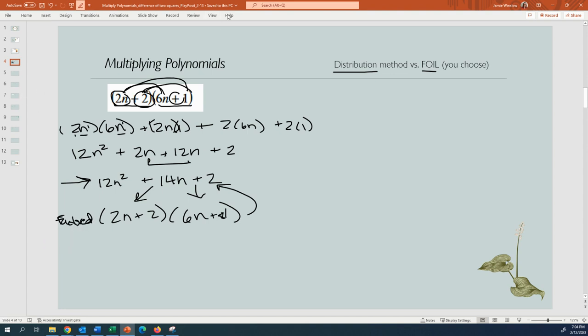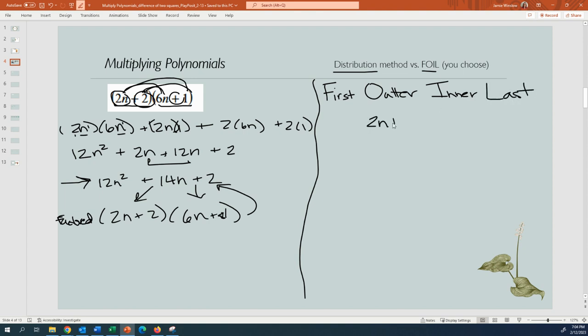Now let me show you the FOIL method. The FOIL method is just an acronym for first, outer, inner, and last. It's just a way to sort of remember the steps. And what it means by first is you're going to multiply the terms that are in the first position. So 2n times 6n.